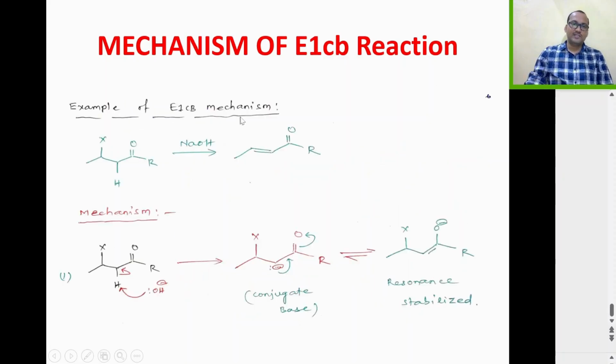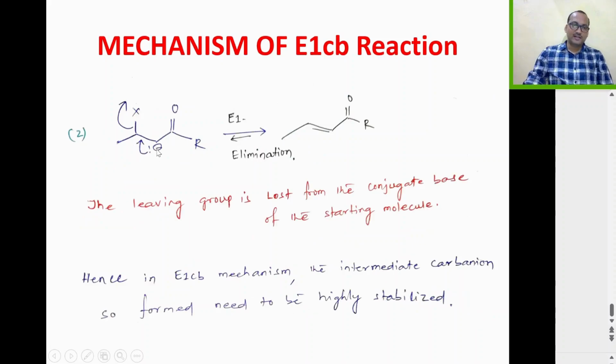So here is an example of the E1cb mechanism. Suppose you start with this halide and react with sodium hydroxide, you will end up with this product. What will happen? This OH minus ion will take this proton and this C-H bond will break on this carbon. So you generate a conjugate base, a carbanion. And this carbanion is resonance stabilized. This C minus will come here and the C double bond will break onto this O, so this becomes O minus. So this is resonance stabilized. Once you get that carbanion, this C minus will come back and kick out X as X minus. So this will form the product. So the leaving group is lost from the conjugate base of the starting molecule. Hence in the E1cb mechanism, the intermediate carbanion so formed needs to be highly stabilized.